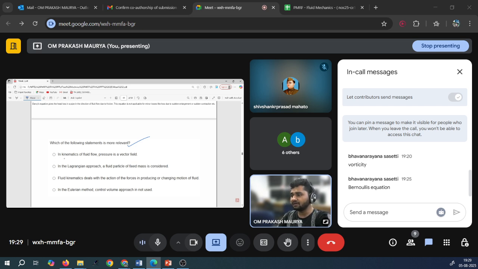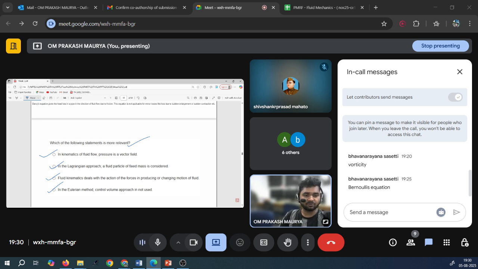First one is, in kinematics of fluid flow, the pressure is a vector field. Option B, that is option 2, in a Lagrangian approach, a fluid particle of fixed mass is considered. Third one, the fluid kinematics deals with the action of the force in producing or changing motion of fluid. Option D, in the Eulerian method, control volume approach is not used.